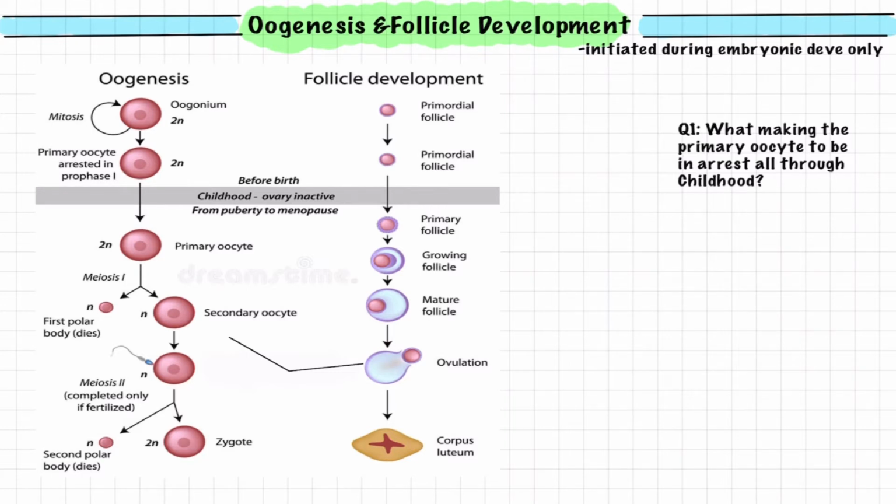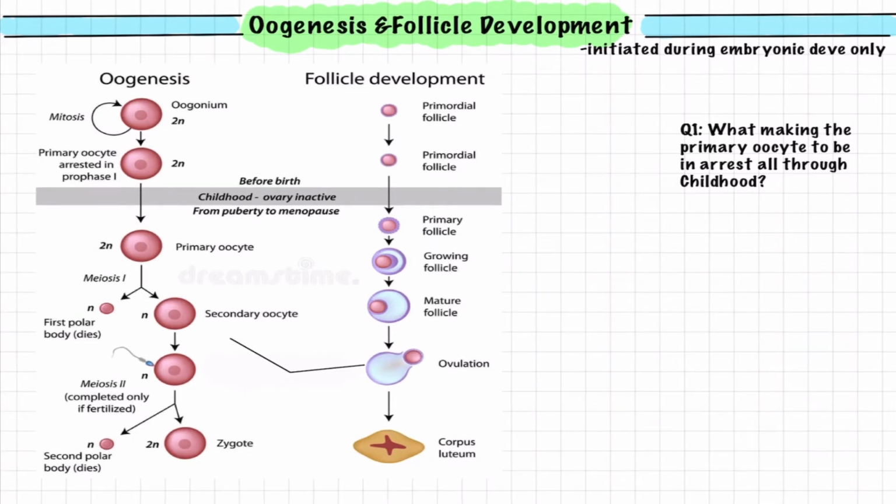Apart from this, I will also answer some critical questions. First, what makes the primary oocyte remain in arrest during childhood? Second, what happens to the corpus luteum if fertilization occurs and if it doesn't occur? And third, how is multiple child growth from a single pregnancy naturally prevented, and what are atretic follicles? To know all these things, please watch my video completely.